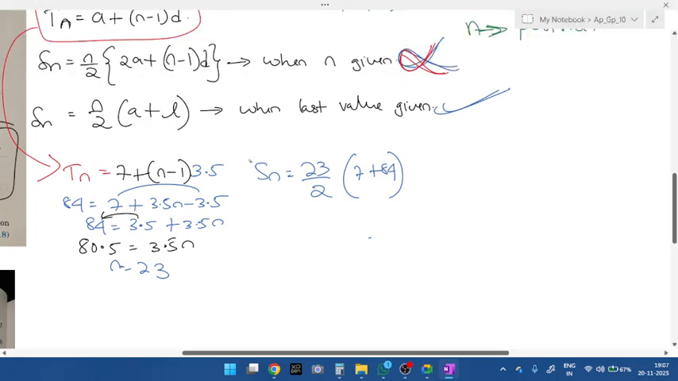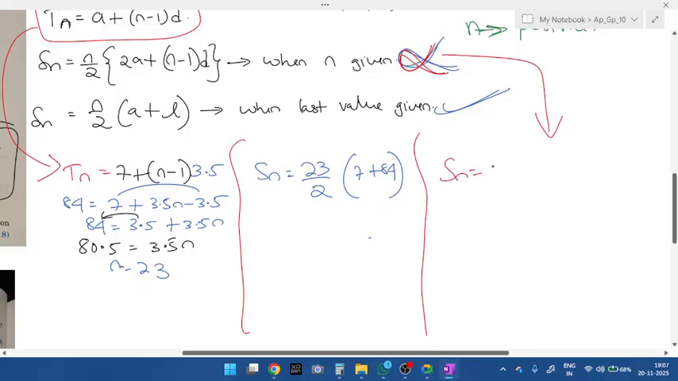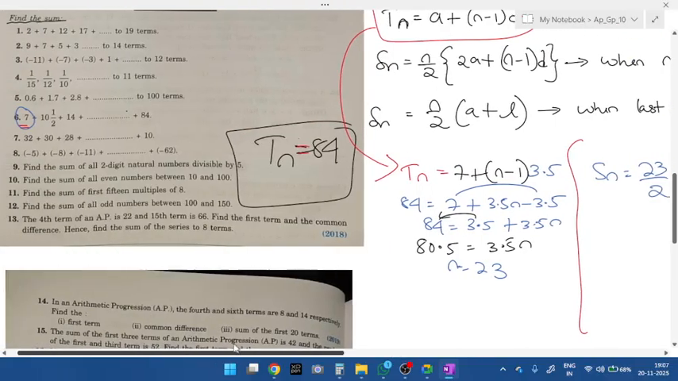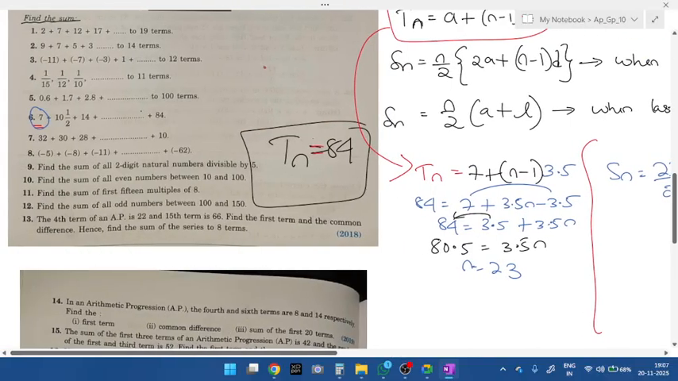Now, if you are getting confused, no problem. You can use even this formula. Look at this. S of n is equal to 23 divided by 2, into 2 into the first value 7, plus n value 23 minus 1, into the difference. What is the difference we have? What's the difference I told? 3.5.